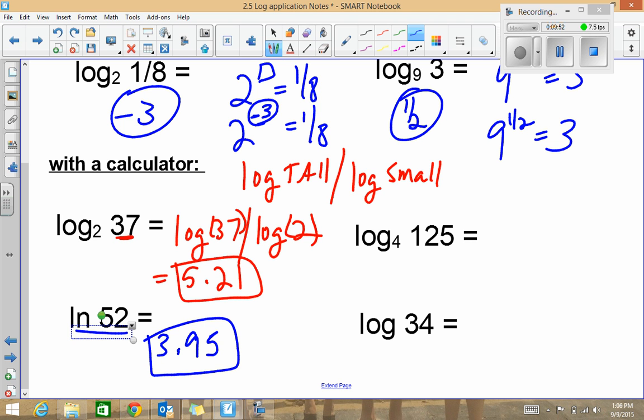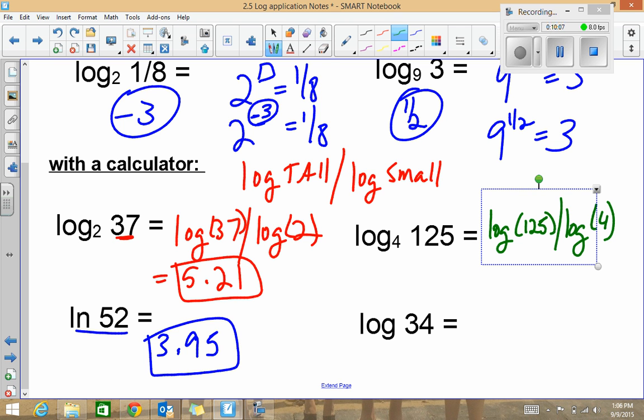Okay? If we look at the next one, log base 4 of 125, again, we want to type it in as log of the tall number divided by log of the small. And if we type that in exactly how it looks, we get 3.48.